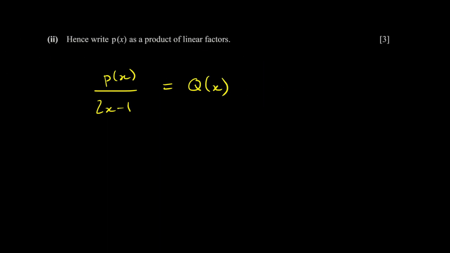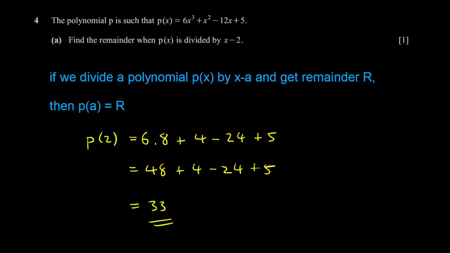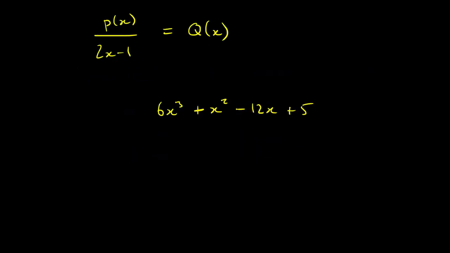So what we're going to do is just a polynomial division, basically. So if I do the polynomial division, 6x cubed plus x squared minus 12x plus 5, I'm going to make sure that I've got that right. And then we're dividing this all through by 2x minus 1.